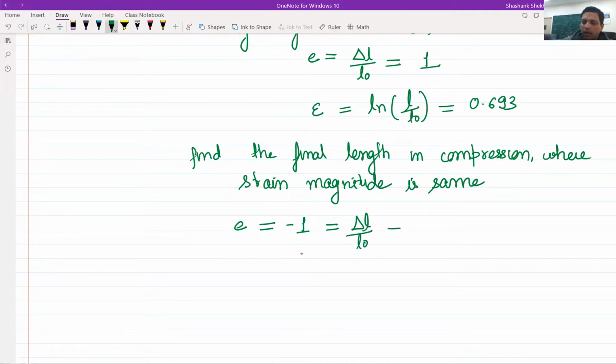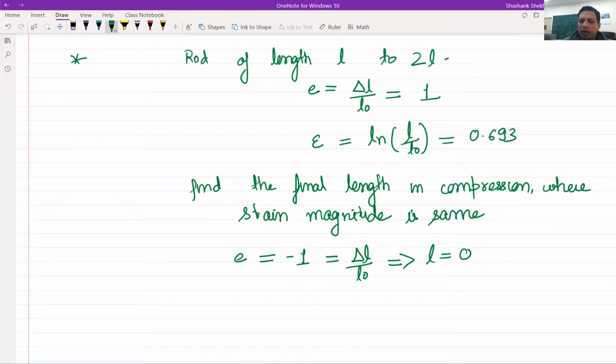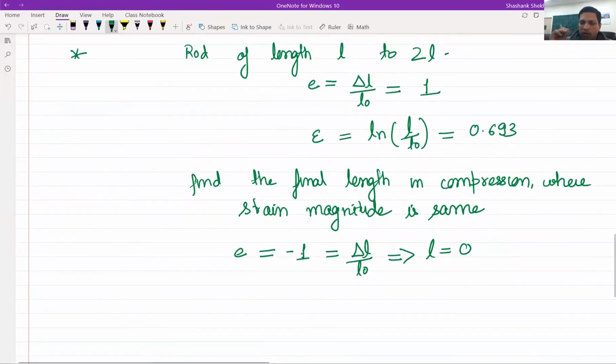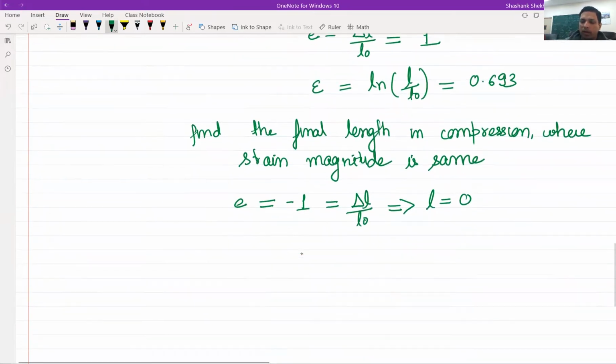Delta L is L minus L naught. So you will see that this is possible only when L is equal to 0. So you will have to reduce the length to 0 to get a strain value of minus 1, if you are doing the compression.